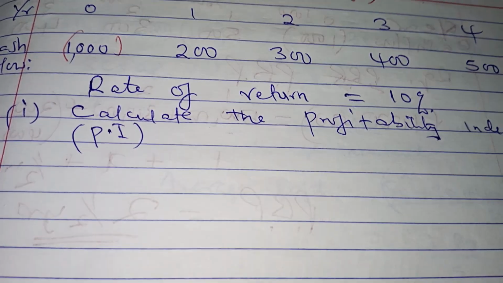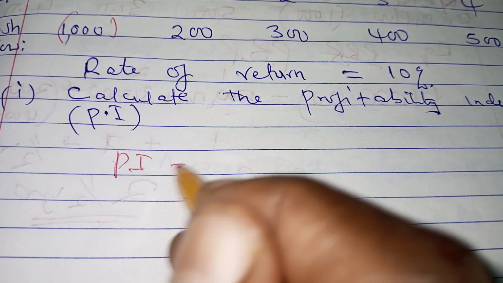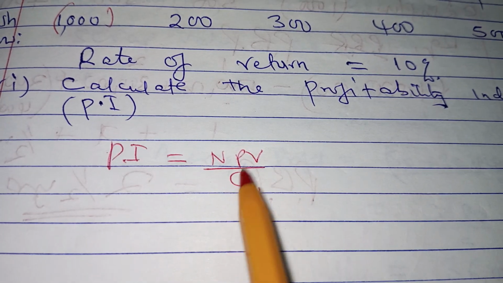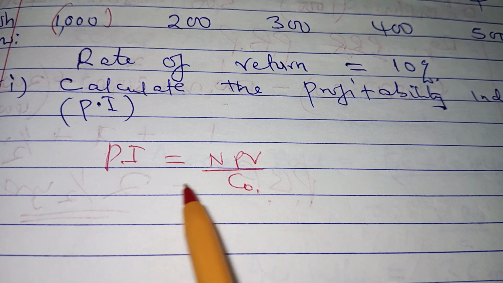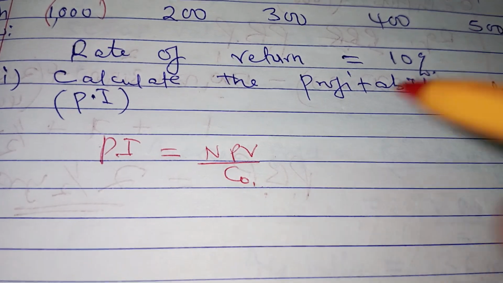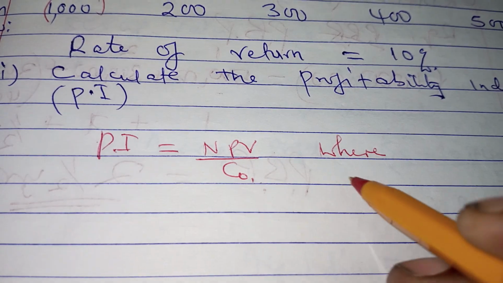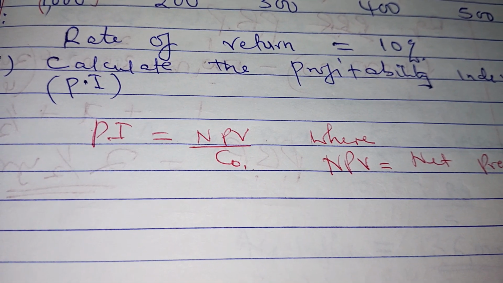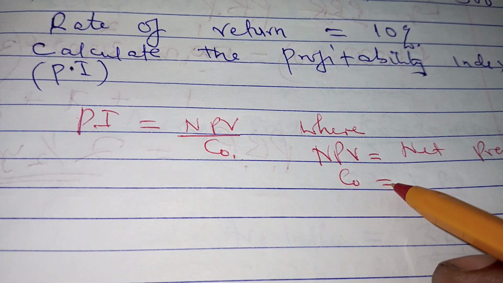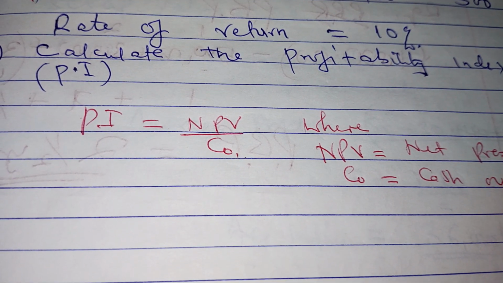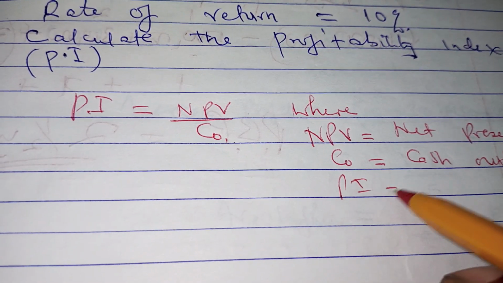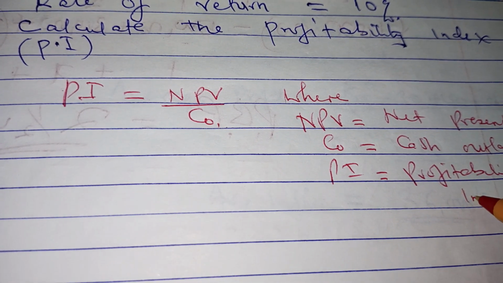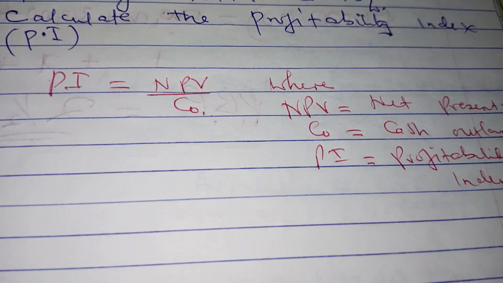In such questions, what you need to do is to get the formula: PI is given as NPV divided by cash outlay. That is how we get the profitability index. But how do we get the NPV? We can therefore write where NPV is the net present value, CO is the cash outlay, and PI is the profitability index.